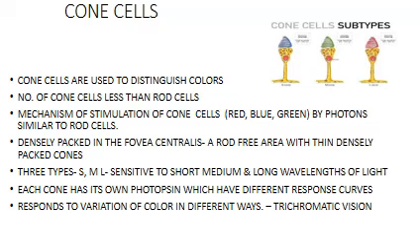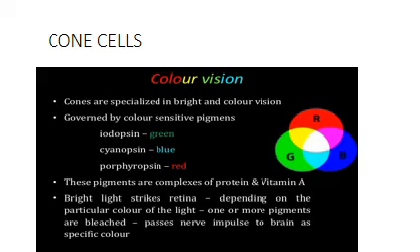There are three types: S, M and L. They are sensitive to short, medium and long wavelengths of light. Each cone has its own photopsins, which have different response curves. They respond to variations of color in different ways, and that is known as trichromatic vision. So cone cells are specialized for bright and color vision.